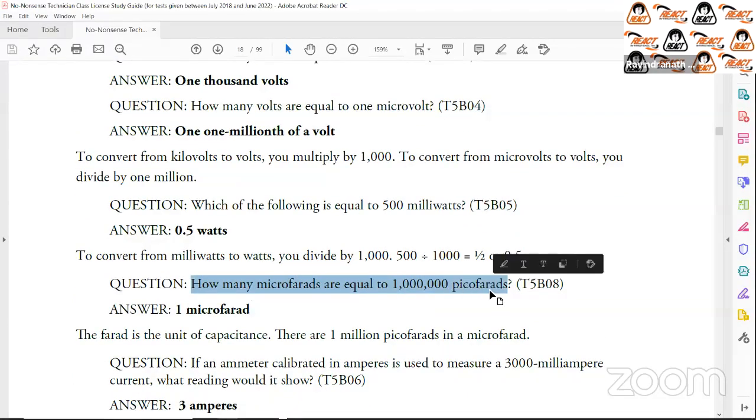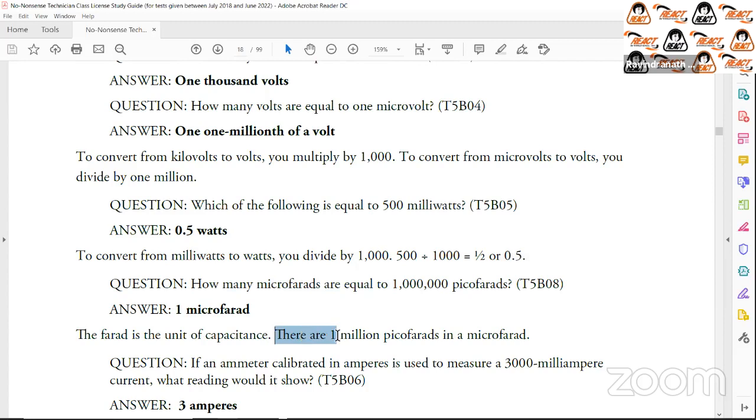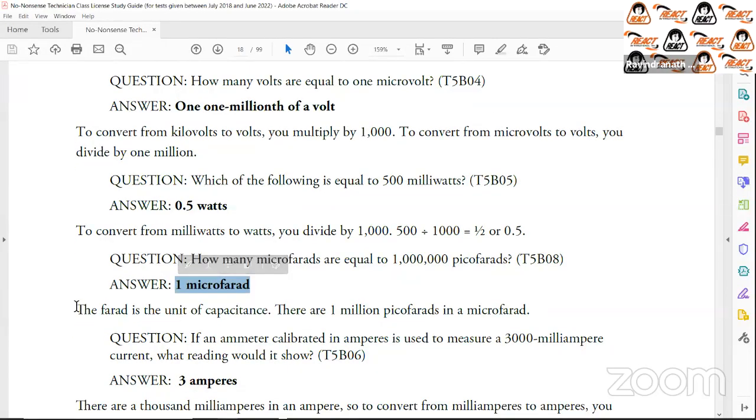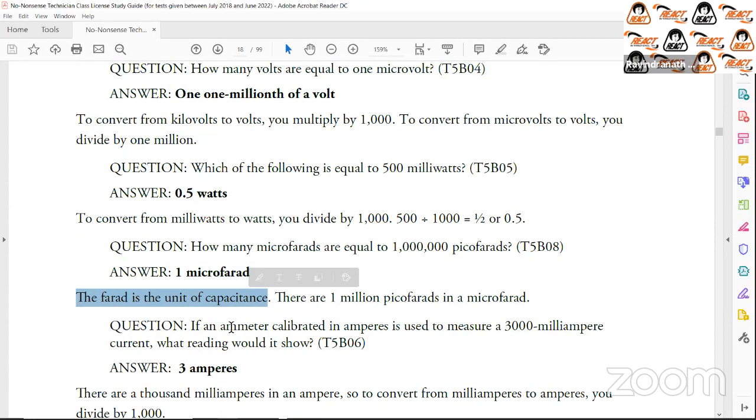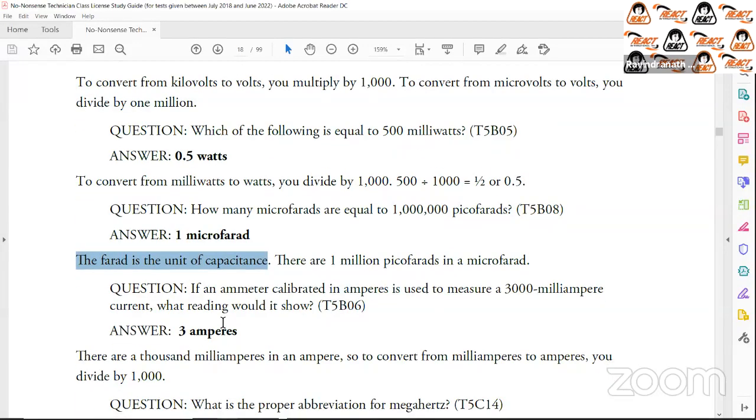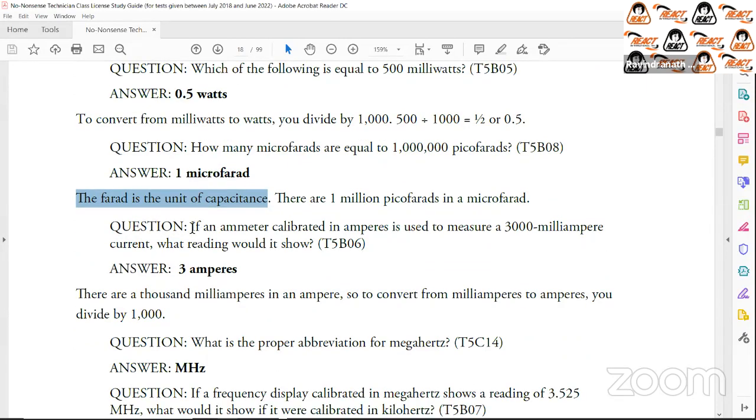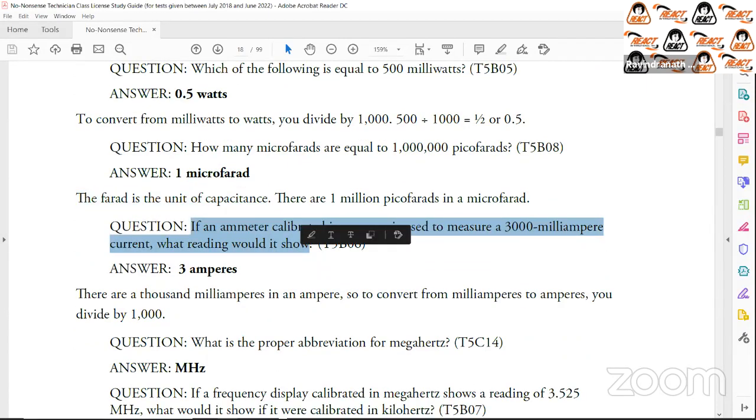So again, the question is how many microfarads are equal to 1 million picofarads? They tell us here that there are 1 million picofarads in a microfarad. And that's the answer, 1 microfarad. They do also tell us the term that we have not yet been introduced to, which we'll be coming up to shortly, that the farad is the unit of capacitance. We will deal with that later on. Let's do another question. We'll take a break in a couple of minutes' time.